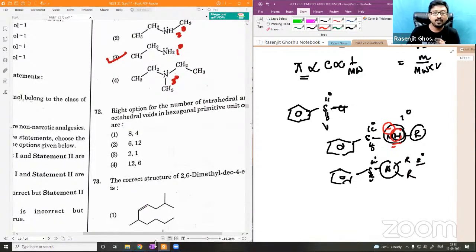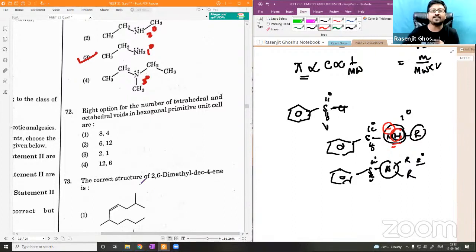Next question. The number of tetrahedral and octahedral voids in a hexagonal primitive unit cell is, it's a very simple hexagonal unit cell. So it will have six octahedral voids, and since it is hexagonal, that is 6 into 2, because we know the tetrahedral void number is 2. So 6 into 2, 12. So the answer will be 6 and 12.